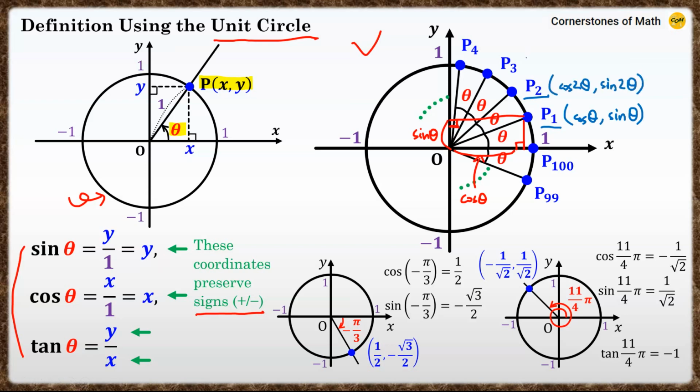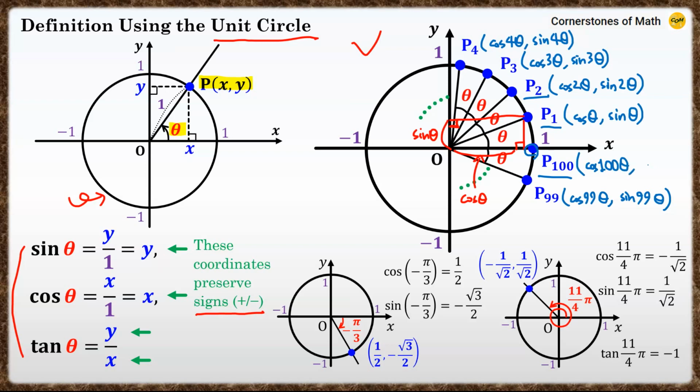So back to this figure, if we move on to P2, its coordinates are (cosine 2 theta, sine 2 theta). Similarly, we have (cosine 3 theta, sine 3 theta) for P3, (cosine 4 theta, sine 4 theta) for P4, and so on. And finally, this point P100, which is (1, 0), can be expressed as (cosine 100 theta, sine 100 theta). So these are the coordinates.